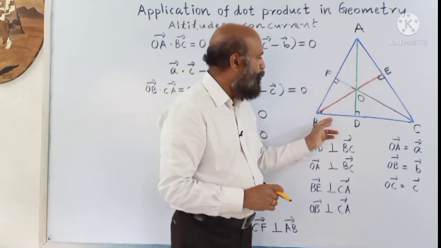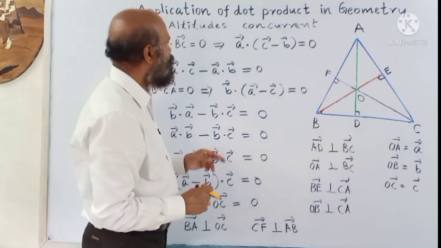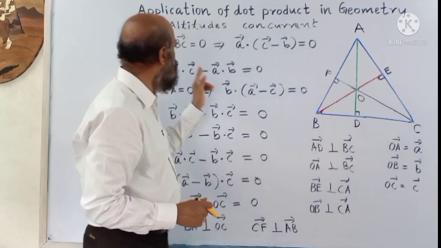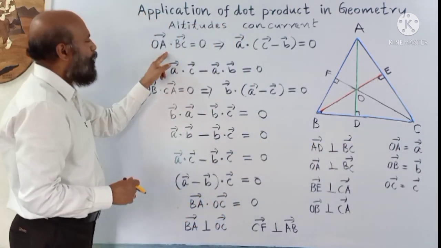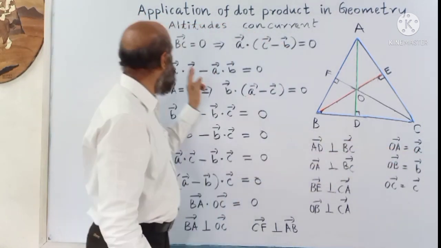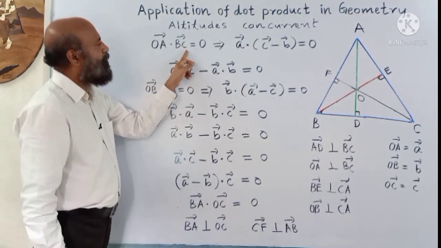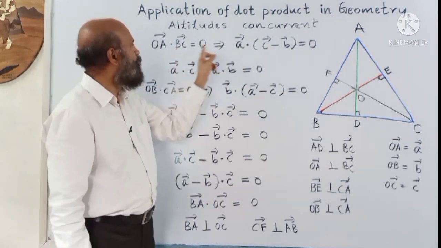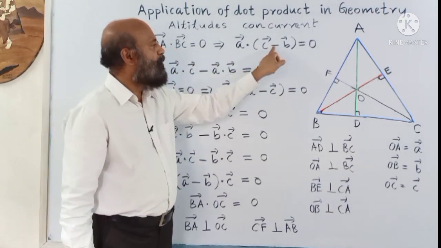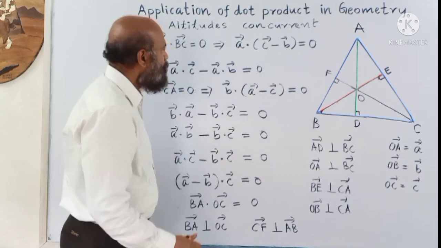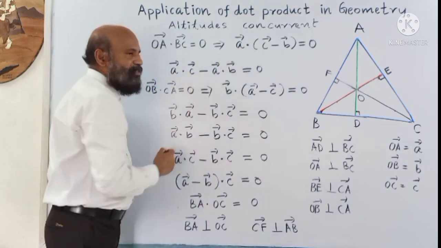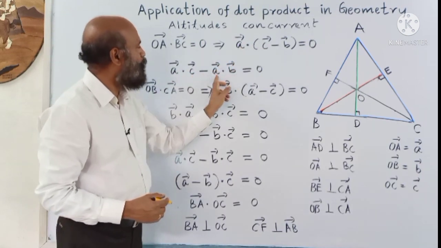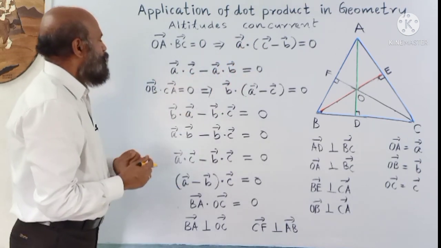When two vectors are perpendicular, the dot product will be 0. So we can write OA vector dot BC vector is equal to 0. OA vector is A vector. BC vector can be written as position vector of C minus position vector of B, that is, C vector minus B vector. Now remove this bracket. So A dot C minus A dot B is equal to 0.